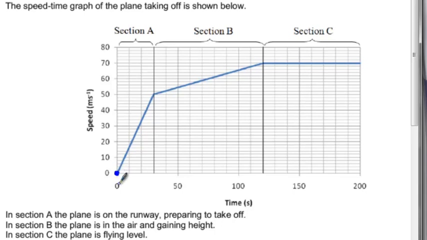So initially it starts off at 0 time and with 0 speed, and then after 10, 20, 30 seconds, it's now got a speed of 50 meters per second. So to go from 0 to 50 meters per second, it must have accelerated.